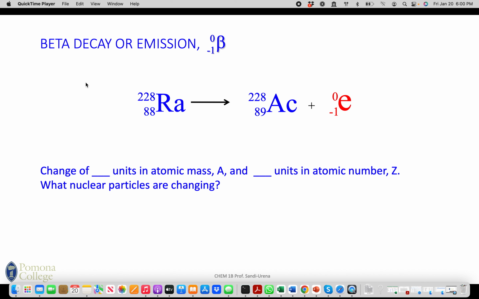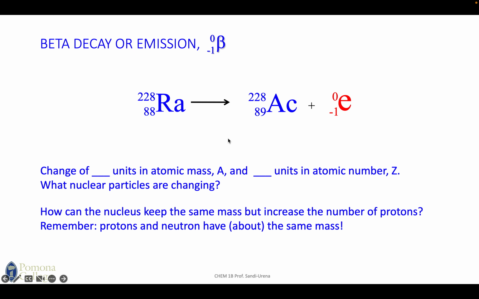The beta decay or emission, and we said that somehow we are changing the atomic number without changing the atomic mass. And that may be counterintuitive, because you would say if you're changing the number of protons by making this atomic number 1 unit greater, something should happen to the atomic mass as well, because protons have mass. So how do we explain this?